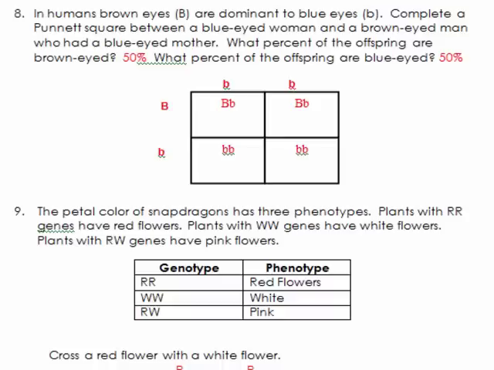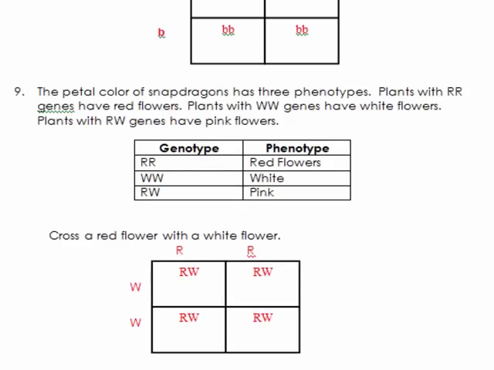We had a cross between a blue-eyed woman. This is a recessive trait, so the genotype will be little b, little b. And a brown-eyed man who had a blue-eyed mother, that should automatically tell you that the man is heterozygous for the genotype big B, little b. So when we complete the Punnett square, we will see that 50% of the offspring will be brown-eyed and 50% will be blue-eyed.